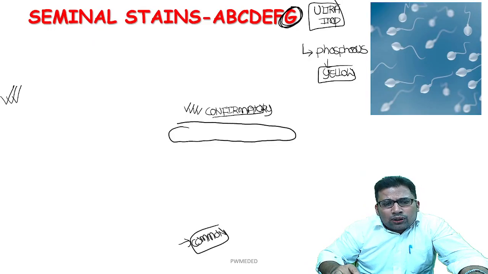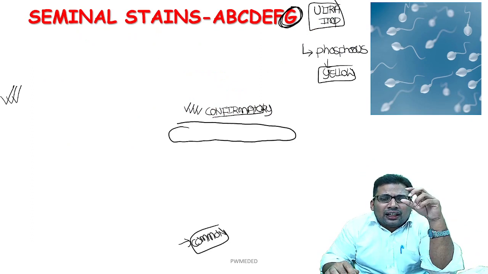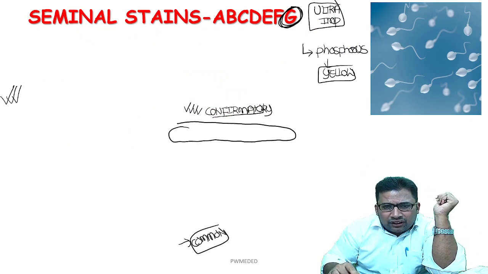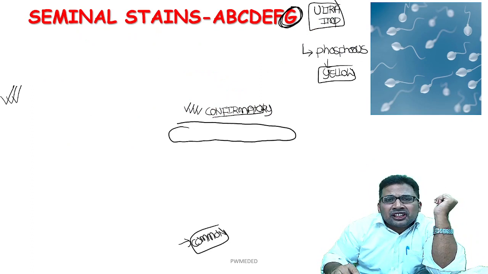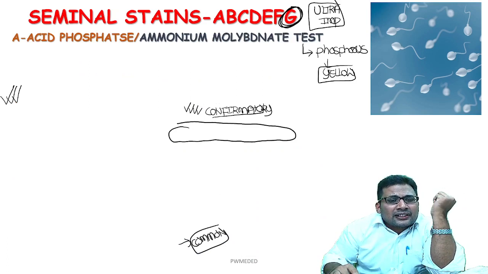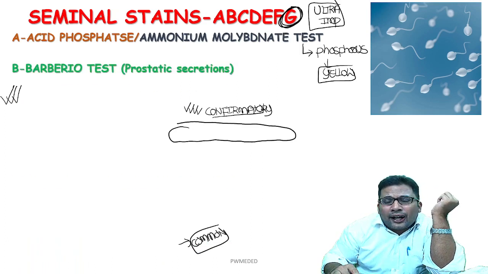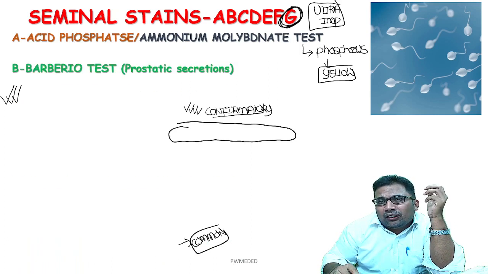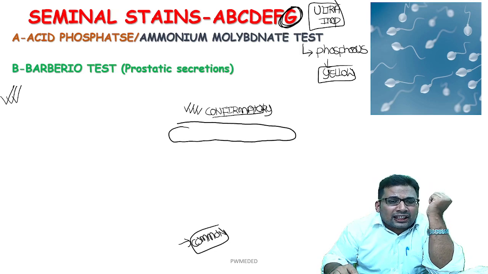So let me discuss in and out of seminal stain. So seminal stain identification, it comes under trace evidence. So the mnemonic is A, B, C, D, E, F, G. A for acid phosphatase. So acid phosphatase is one of the very commonly used tests for the seminal stain identification. We can use ammonium molybdenate also. That will detect phosphorus in the semen. B for Barberio test, which is, we use picric acid. So picric acid combines with the spermine, forms spermine picrate. So because of the presence of spermine in the prostatic secretion.